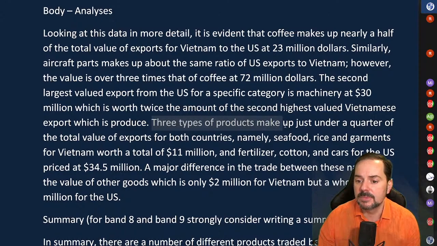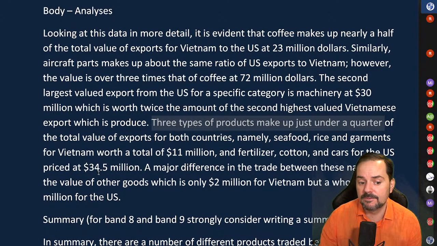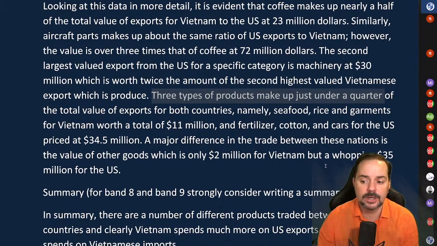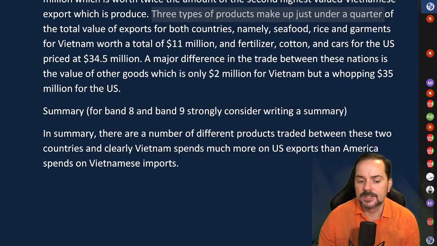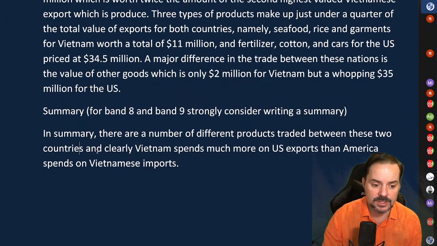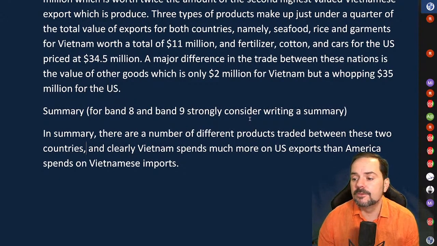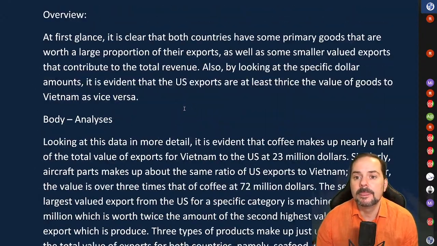3 types of products make up just under a quarter of the total value of exports for both countries, namely seafood, rice, and garments for Vietnam, worth a total of $11 million, and fertilizer, cotton, and cars for the U.S. priced at $34 million. A major difference in the trade between these nations is the value of other goods, which is only $2 million for Vietnam, but a whopping $35 million for the U.S. In summary, there are a number of different products traded between these two countries, and clearly Vietnam spends much more on U.S. exports than America spends on Vietnamese imports. Okay. All right. So that is your full essay, and that's how you do it.